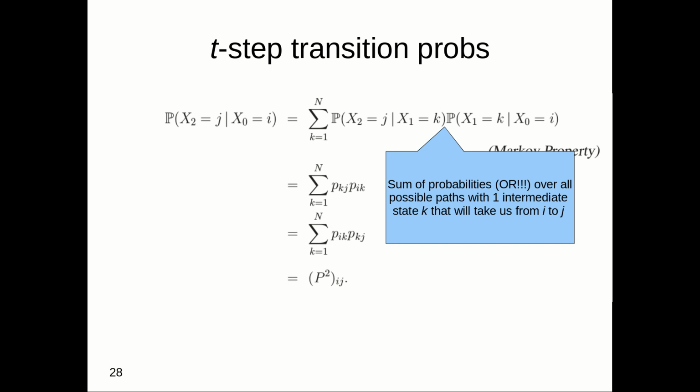And once again, I mentioned that before, but just for it to sink in: this is the sum of probabilities, the sum over all possible paths that can take us from i to j in 2 steps. So we could take this path or another path or another path, over all possible paths with one intermediate state k that takes us from i to j. So this is very important.